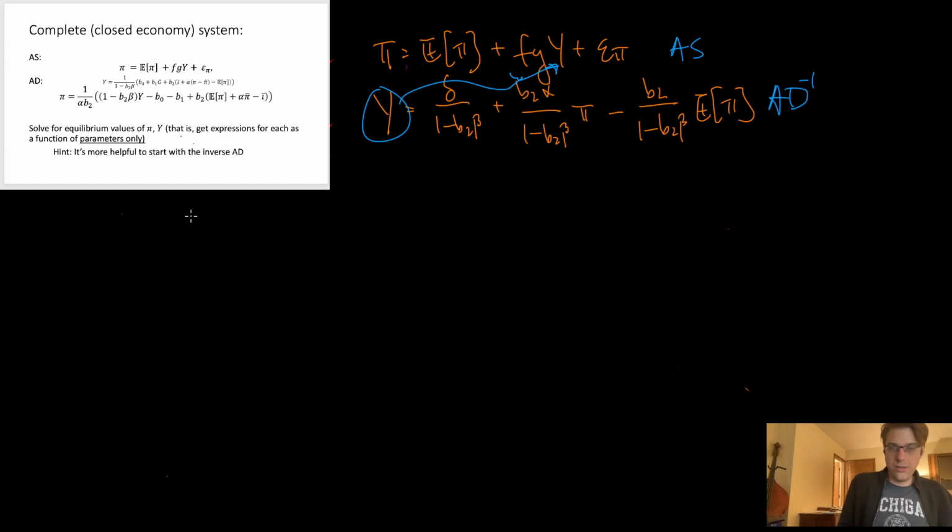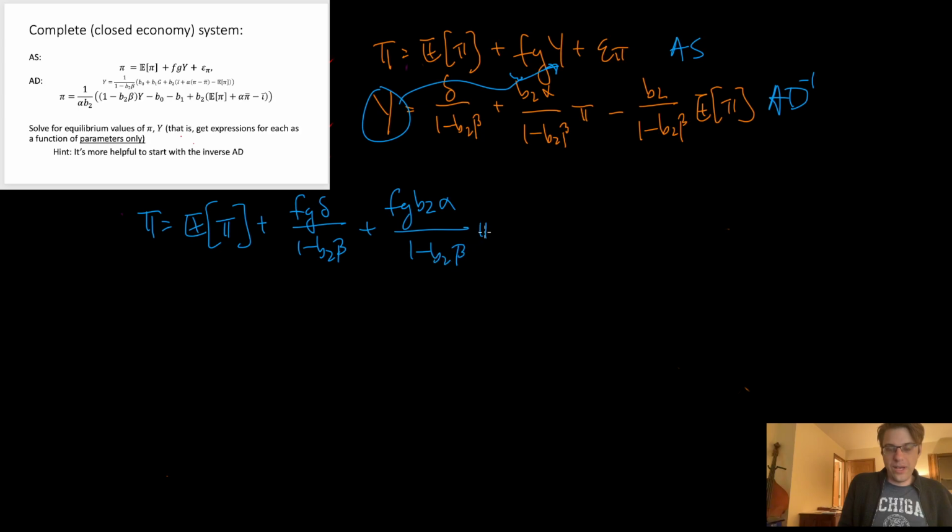So let's do it. Of course, pause the video, have a try by yourself, and then hit play when you are ready to see my answer. Let's go. I'm just going to straight up plug in y. So we have the expectation of pi plus fg delta over 1 minus b2 beta, plus fg beta 2 alpha over 1 minus b2 beta pi, minus fg b2 over 1 minus b2 beta expectation of pi. And then don't forget, after you're done plugging in, that we have one more term: plus epsilon pi.